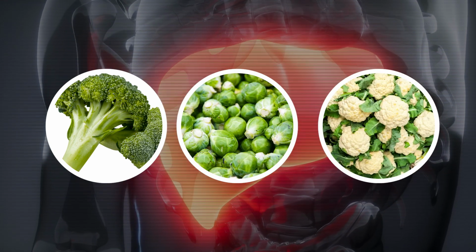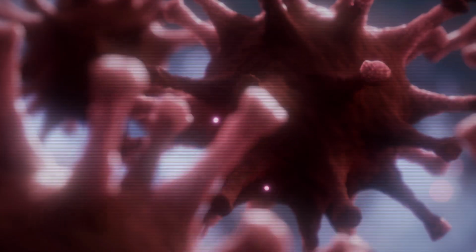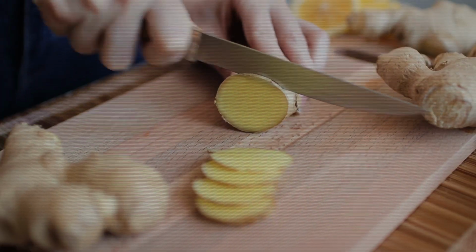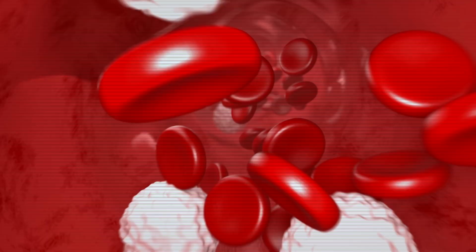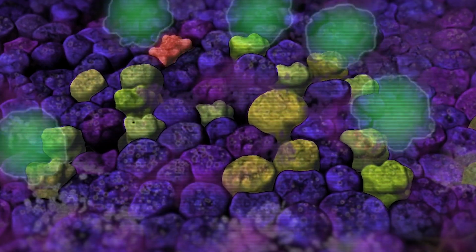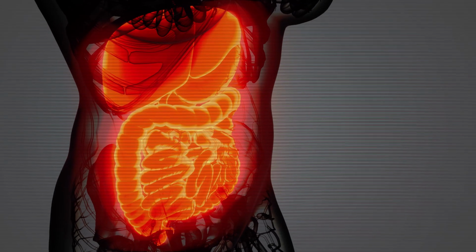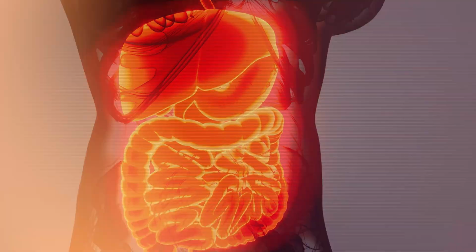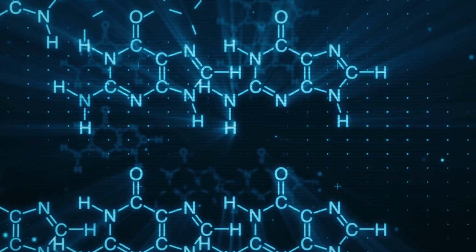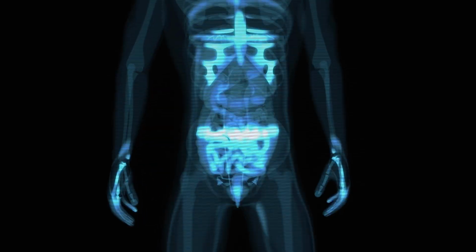Broccoli, Brussels sprouts, and cauliflower can induce autophagy as they contain sulforaphane, a compound that helps to eliminate damaged cells and supports the detoxification processes. Ginger has been associated with the induction of autophagy as it contains gingerol that can help in the clearance of damaged cells and support overall metabolic health. Cinnamon also contains compounds that have been shown to influence autophagy. Studies suggest that cinnamon can improve insulin sensitivity, which is associated with increased autophagy. Also, omega-3 fatty acids, found in fatty fish like salmon and in flax seeds, have anti-inflammatory properties and can promote autophagy.